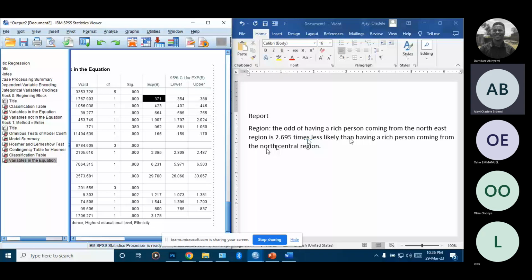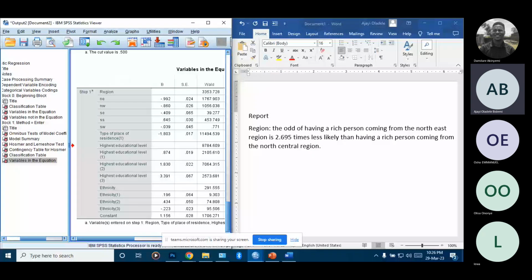Now, why did we compare the person from northeast? Remember, north central is not on this table. It is because it is our reference category. So everything we're making, we'll be comparing it back to north central. Okay, now let's look at the next one. I won't be able to interpret everything, but basically, this is how you go about it and write your reports for region.